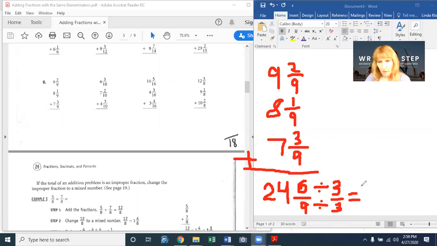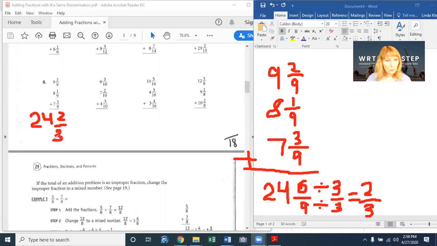So 6 divided by 3 is 2. And 9 divided by 3 is 3. So our final answer then, don't forget the 24 is over here, is 24 and 2/3. So that's this one here, 24 and 2/3.